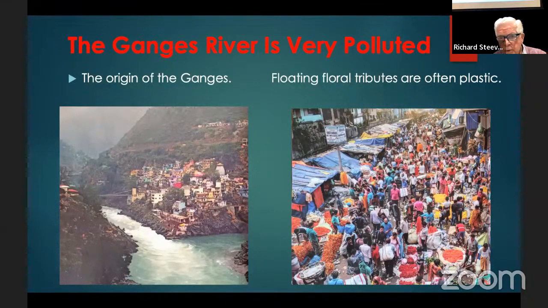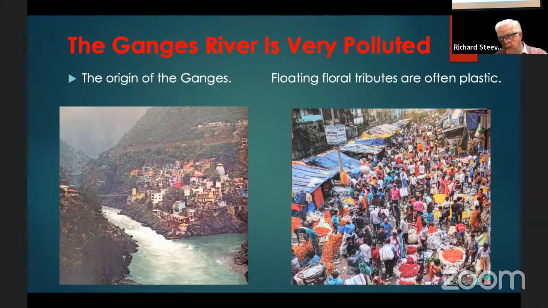Floating floral tributes are often plastic. When people die in India, as you know, they often make a funeral pyre and they cremate the bodies. Oftentimes they have them on rafts and they float down the river, and with or without them on the rafts, they always put in a floral wreath or some sort of a floral display.